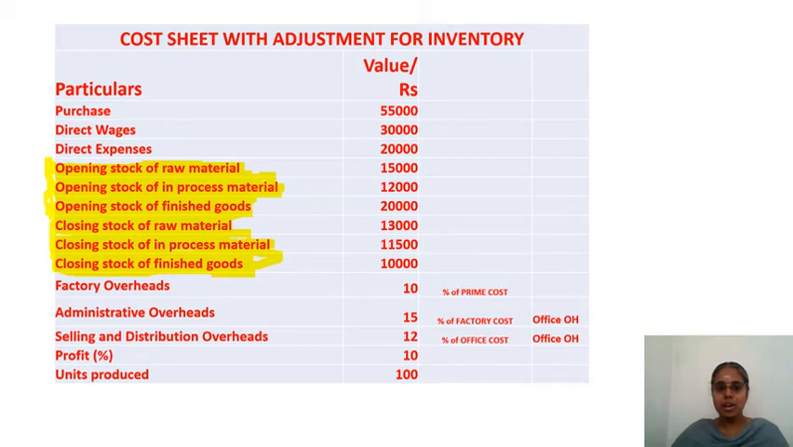So hope you are aware of this. How are we going to deal with this? They will take kgs and convert it into values like this. This is the value that is given for opening stock of raw material, in-process material, finished goods, closing stock of raw material, closing stock of in-process material, and closing stock of finished goods. So how to deal with this data in a cost sheet, we will see in this example.